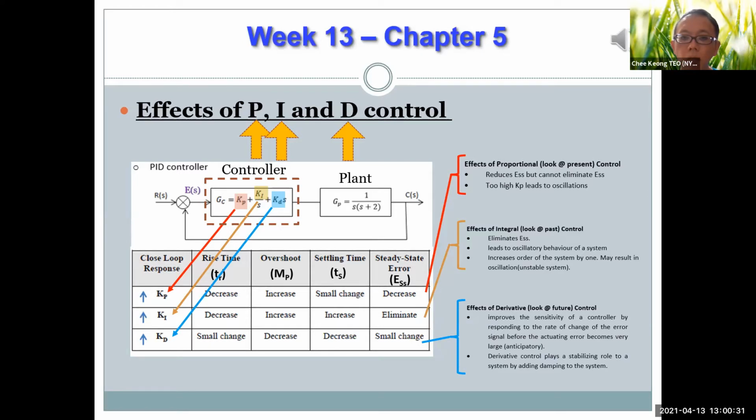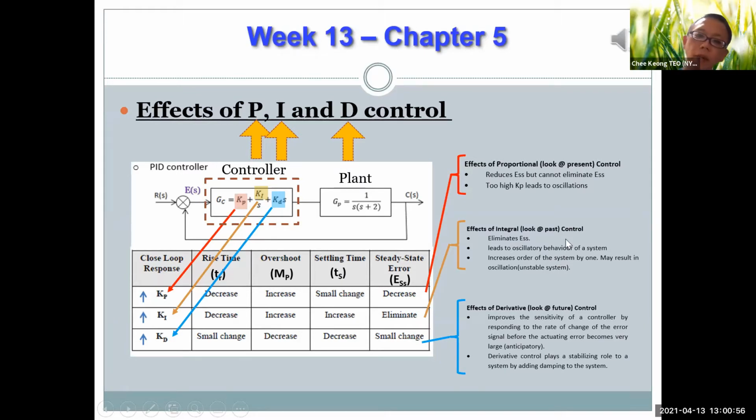Okay, so the recorded audio pretty much summarized very well the PID controller. Basically, P stands for proportional, I stands for integral, and D stands for derivative. So as you know from the presentation slide here, P is for looking at present, that means looking at the now.